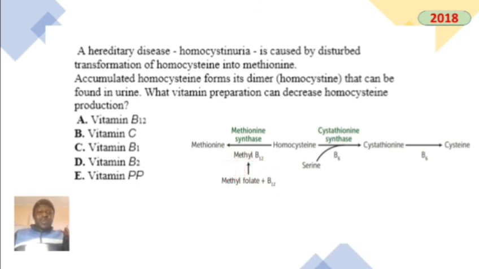So what's the question? What vitamin preparation can decrease homocysteine? We want this pathway, so we can go this way. Vitamin B12, that's the answer. We can also go this way to cystathionine and then cysteine, but here you will need vitamin B6. So on your answers, you will check vitamin B12 and B6. As you can see, there's no vitamin B6, there's only vitamin B12 for this pathway. They specifically told you to methionine, that's why you need vitamin B12. If they had said cystathionine here, the answer would be vitamin B6.